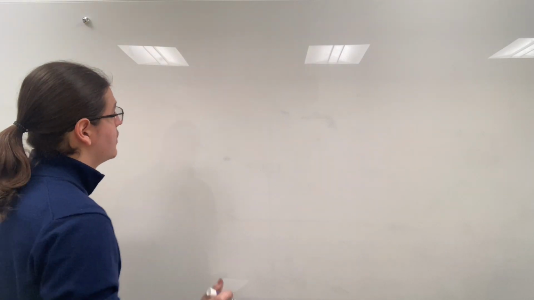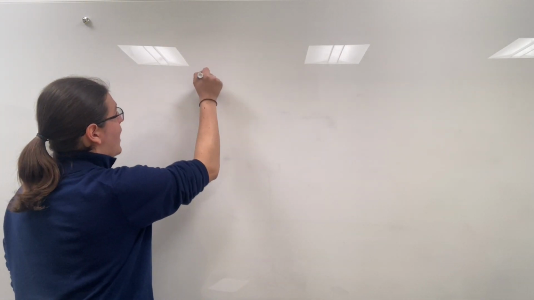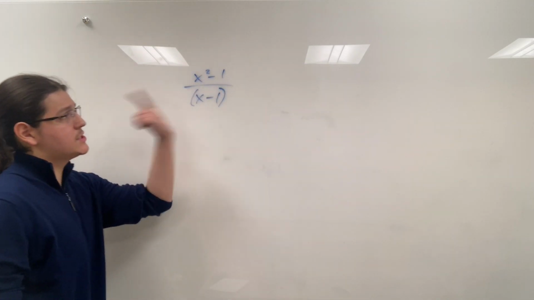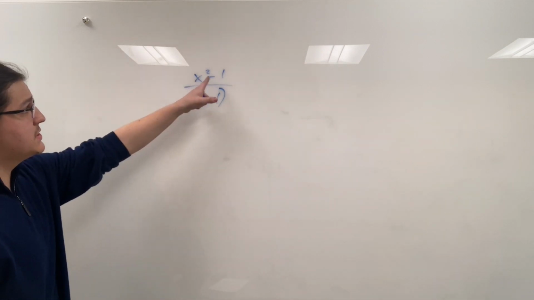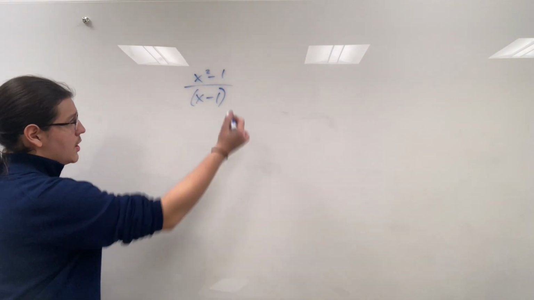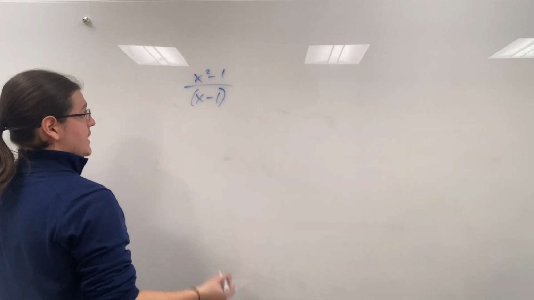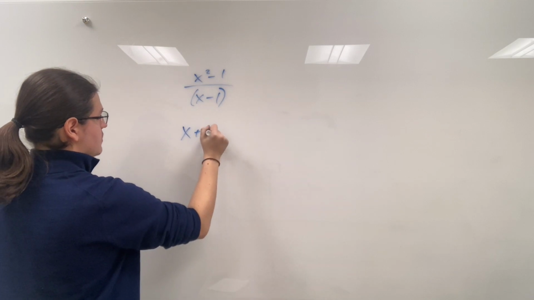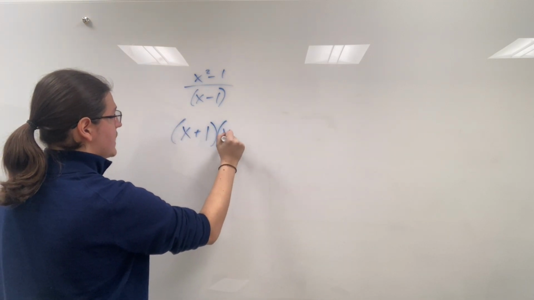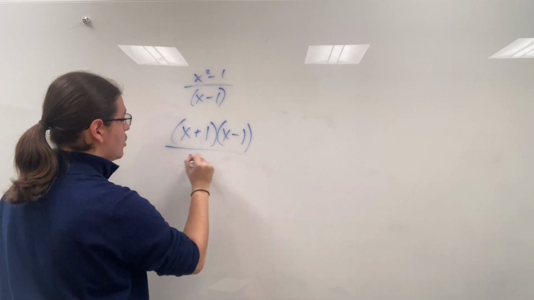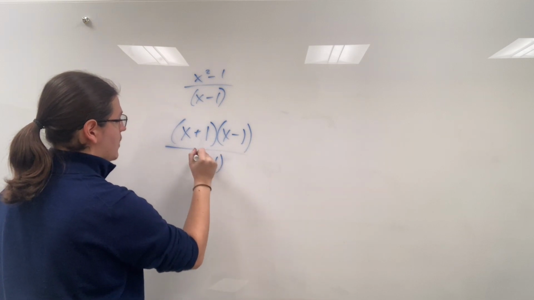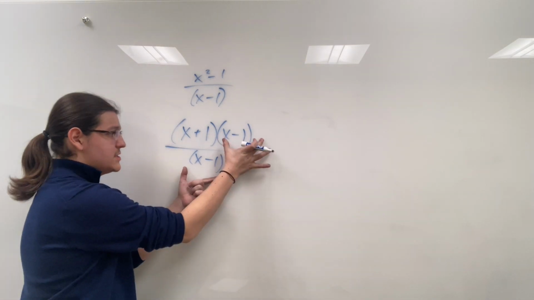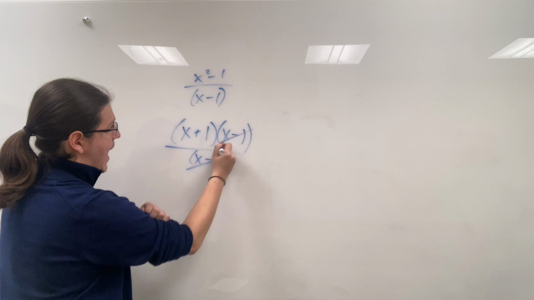For example, if we had x squared minus 1 over x minus 1, how can we simplify that? Well, this here is a perfect square. So on perfect squaring it, we just get x plus 1 times x minus 1 all over x minus 1. And we can say with certainty that these two things we can cancel out.